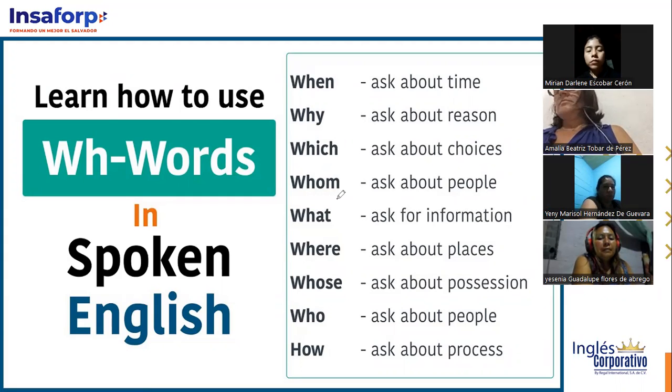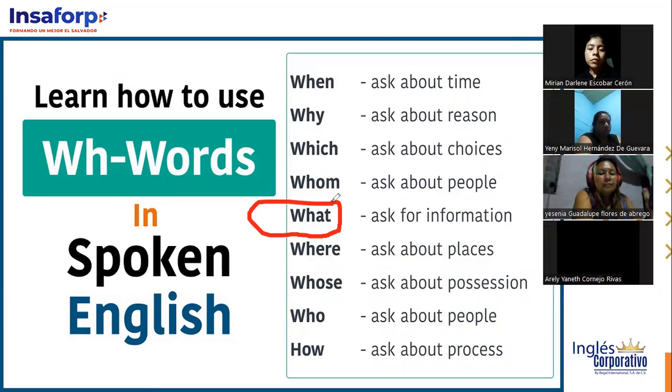Amalia, when are we going to use "what"? What asks for information. We're going to ask about personal information. Okay, like what's your name? What's your address? What would you like to do in the future? Okay, what do you do? What's your phone number?